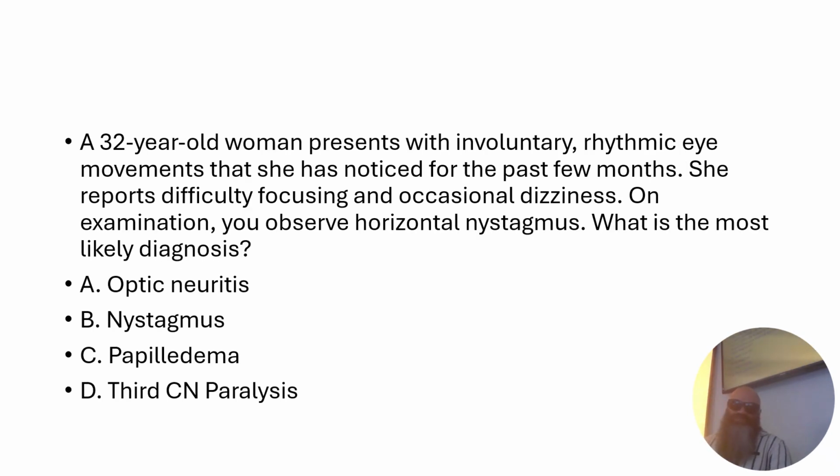32-year-old woman. She has a chance. It's less than 50. So involuntary rhythmic eye movements. Past few months. B. Oh, you observed horizontal. Okay, she's got horizontal movement. Wait, B? D? Okay, let's see what happens. B or D?